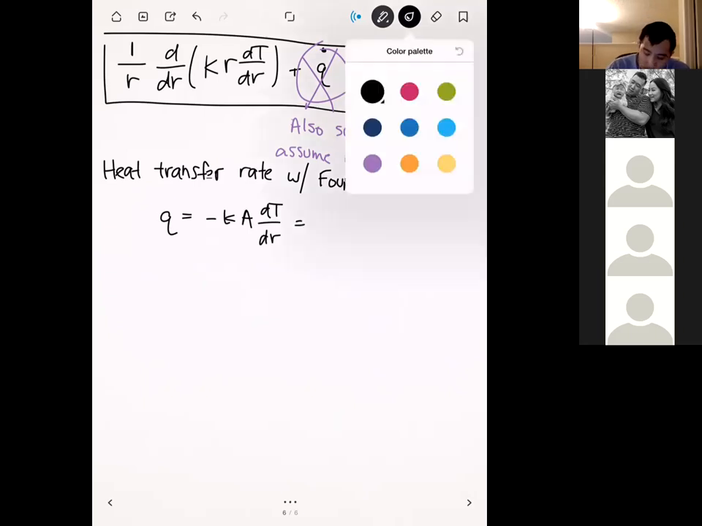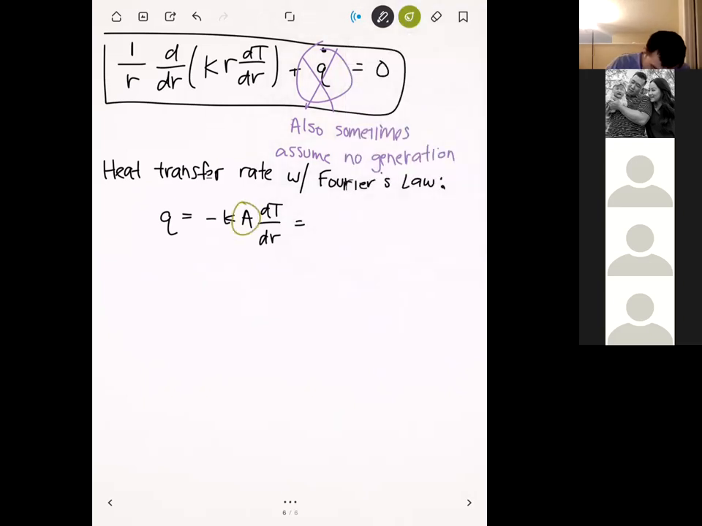We can plug in for this A right here. Remember, this A is the surface area through which we're transferring heat. Since we're on a cylinder, the surface area that we consider is just the surface area of that cylinder. The surface area of the cylinder is the perimeter, 2 pi r, multiplied by the length. That gives us the surface area on the outside of the cylinder.